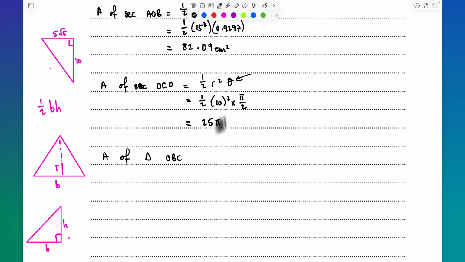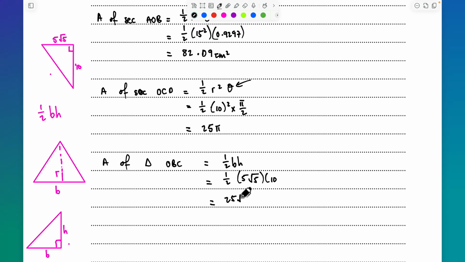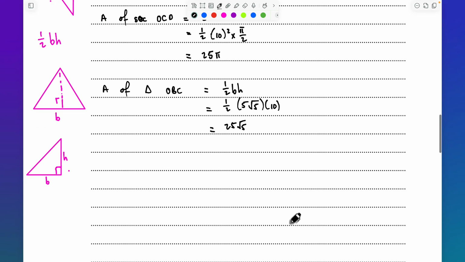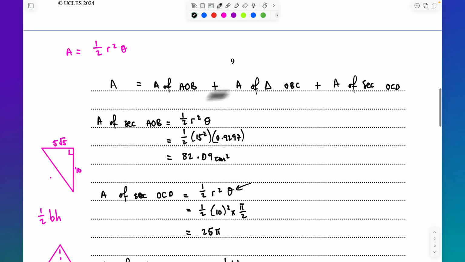All right, so let's jump back to the question. So we can use half base times height, which is equal to half of the base, which is 5 root 5, multiplied by the height, which is 10. So this is probably going to give us 25 root 5. 25 root 5. Perfect. Okay, sorry. I want to close that. Okay, cool. Perfect. So now we have the areas of the individual shapes.